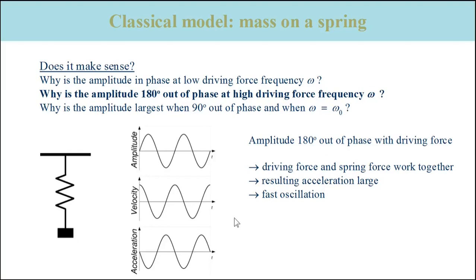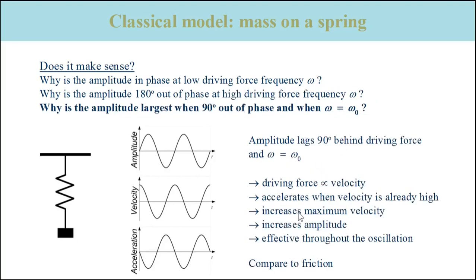The next question is, why is the amplitude 180 degrees out of phase at high driving force frequency omega? When this is the case, then the driving force is in phase with the acceleration, that is, with the spring restoring force. Both forces work now together, and the resulting force and the resulting acceleration are large. This gives a fast oscillation.